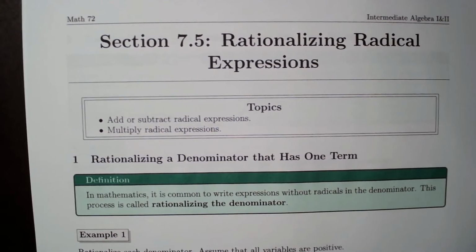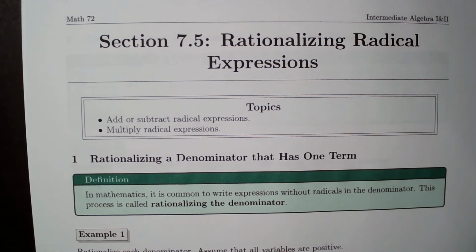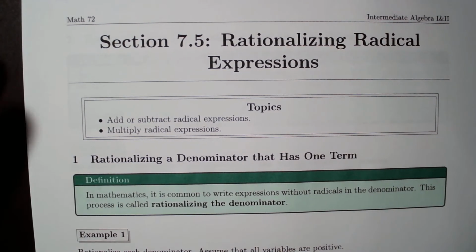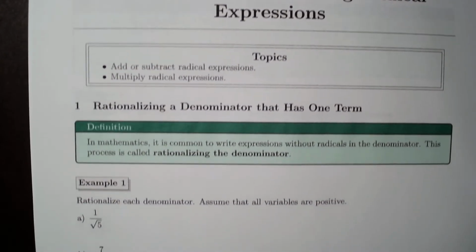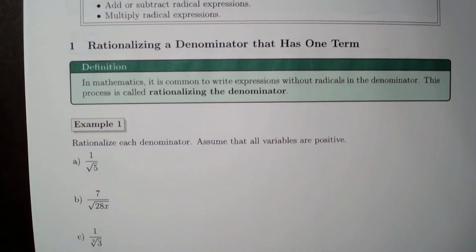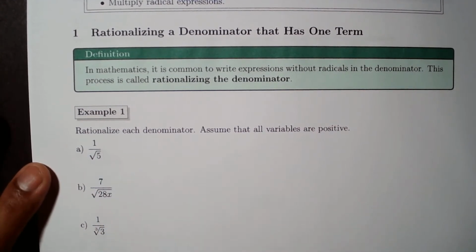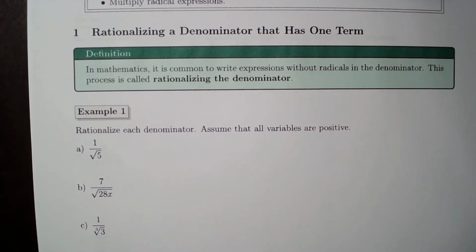Alright, so in this video we go over section 7.5, rationalizing radical expressions. Rationalizing a denominator is a process very commonly done in mathematics that consists in writing expressions that have radicals in the denominators in a way that they no longer have radicals in the denominators.